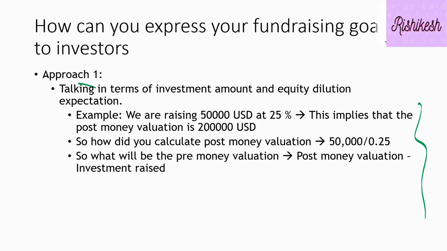The first approach is you talk in terms of the investment amount and the equity dilution expectation. That is, you as a founder go to the investor and you tell that we want 50,000 US dollars and we are ready to sell 20% equity ownership. So you are talking in terms of the investment that you want and the equity ownership that you are ready to dilute. That is the equity dilution that you are ready to undertake.